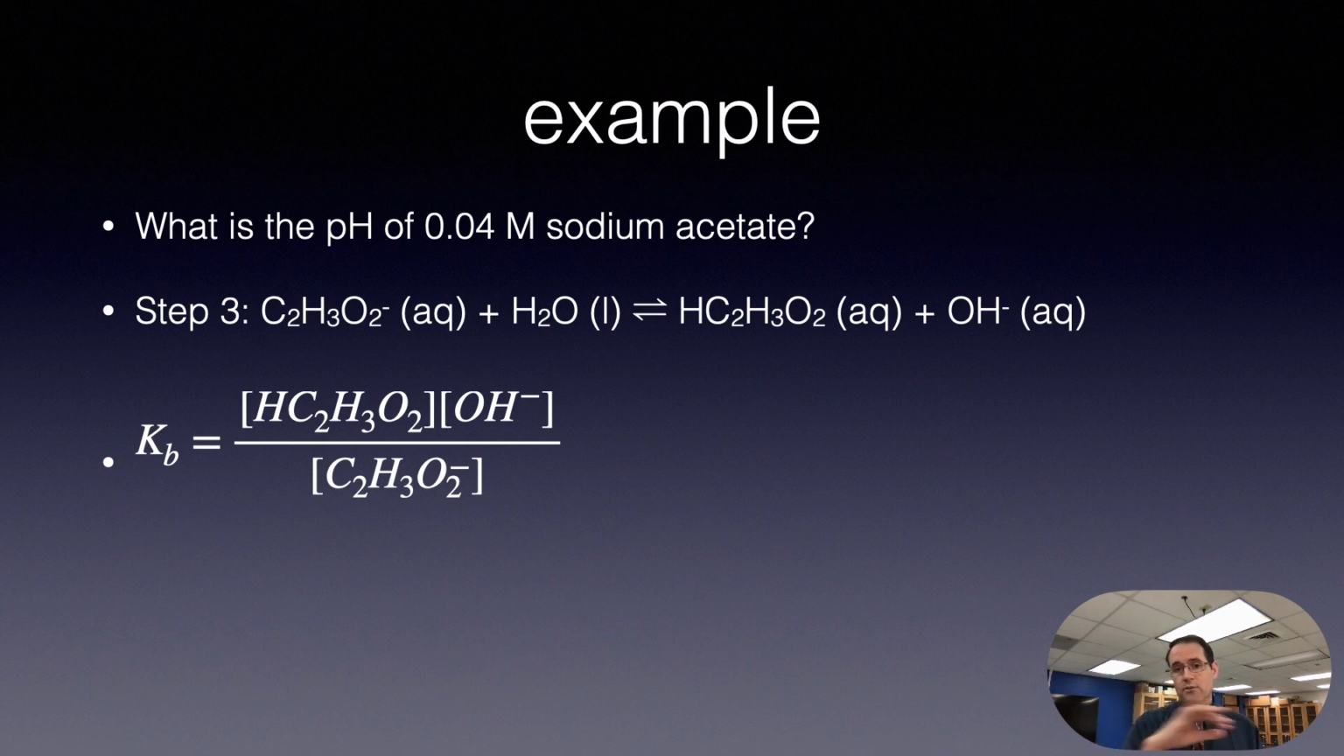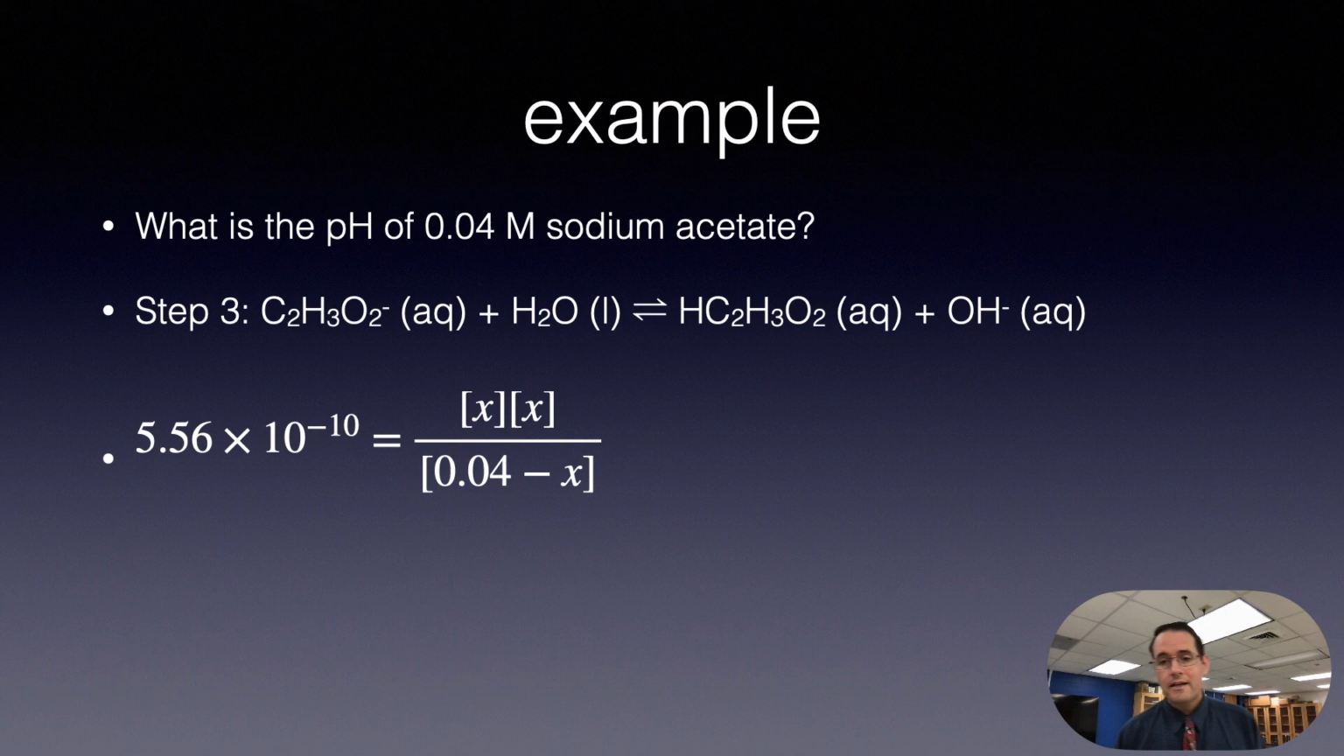So from our equilibrium, we can write down what the Kb is, products over reactants. In this very specific instance, we've got acetic acid and hydroxide in the numerator and acetate in the denominator, okay? And now we plug in the x and the 0.04 minus x, and here's where you get the Kb value for acetate. In my table, it actually says 5.6 times 10 to the minus 10, but that's probably a result off of some database online, all right?